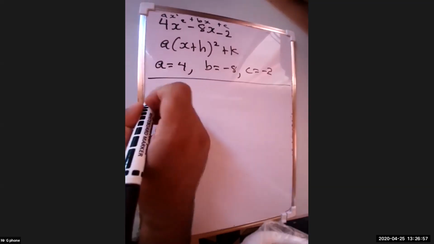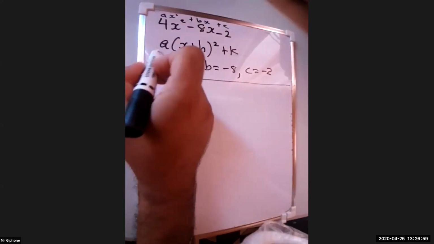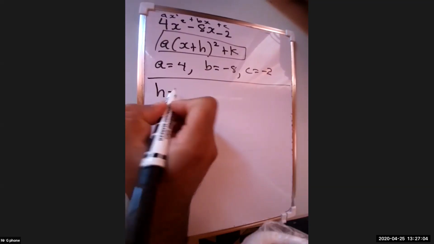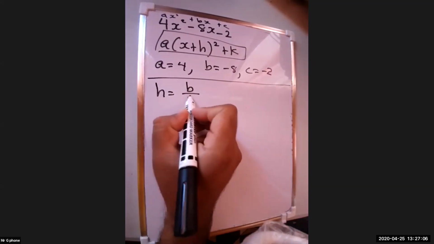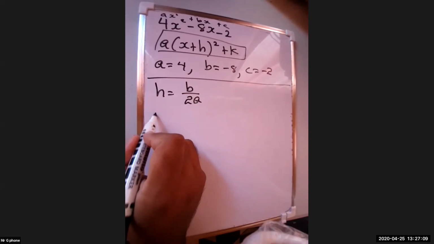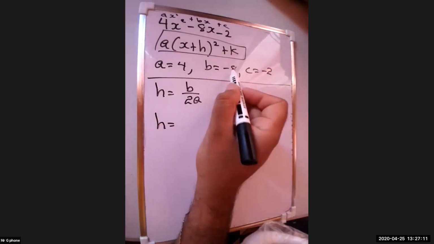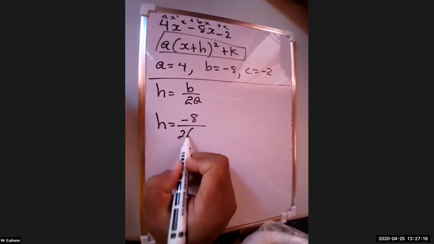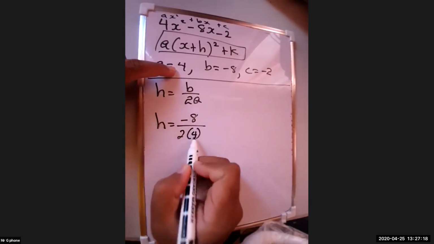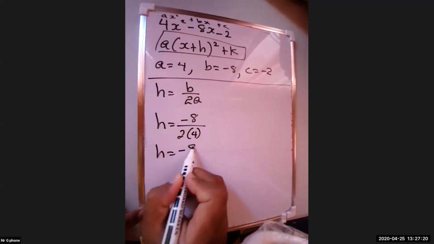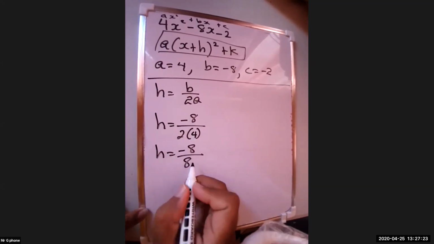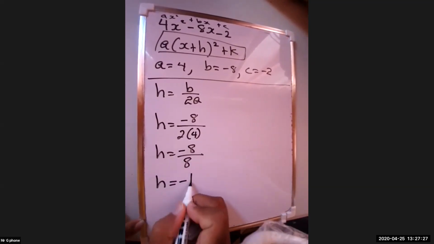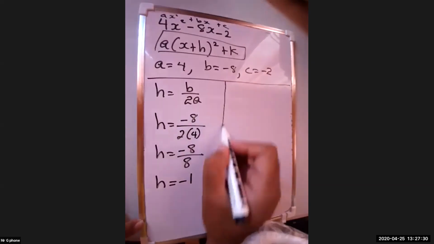Right, sorry. We are asked to express it in this form, right? And remember I told you how to find h. h is -b all over 2a. So h is equal to -b, which is -8, all over 2, and the value of a is 4. So h is -8 all over 2 by 4, which is 8. 8 into 8 is 1, and of course the negative sign did not cancel, so our answer is -1. Now we are asked to find k.